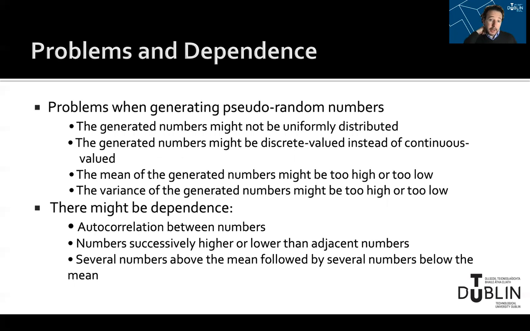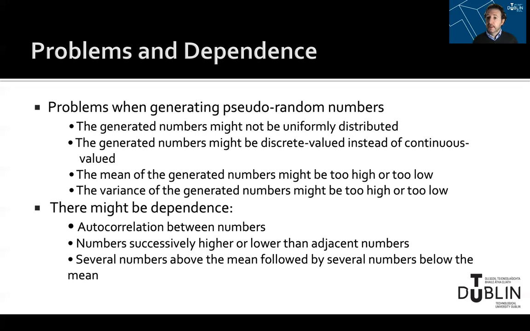So here are the problems with pseudo-random number generation. The generated numbers might not be uniformly distributed, the 7, 7, 7 every time example. The generated numbers might be discretely valued instead of continuous. So you might only get integers and you want rational numbers. The mean of the generators might be too high. So if I'm generating numbers between 0 and 10, and the average of the numbers I generate is 7 or 8, then I'm missing the lower numbers. Or if the average is 2 or 3, then I'm missing the larger numbers.